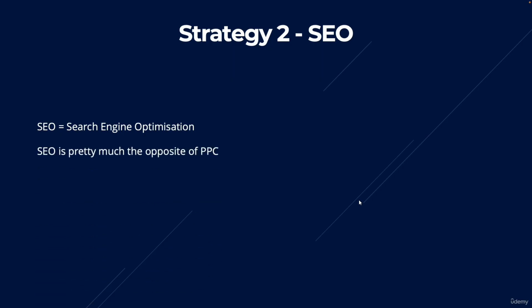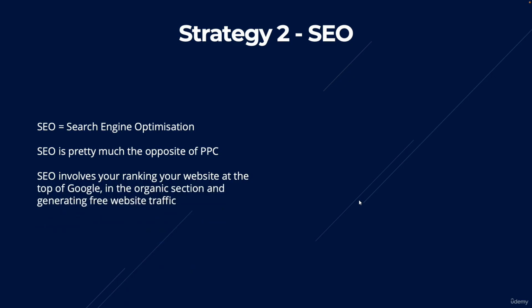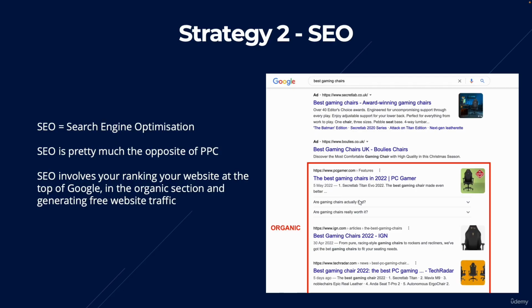Moving on to the second strategy, which is SEO. SEO stands for Search Engine Optimization. And SEO is pretty much the opposite of PPC. SEO involves ranking your website at the top of Google in the organic section and generating free website traffic.